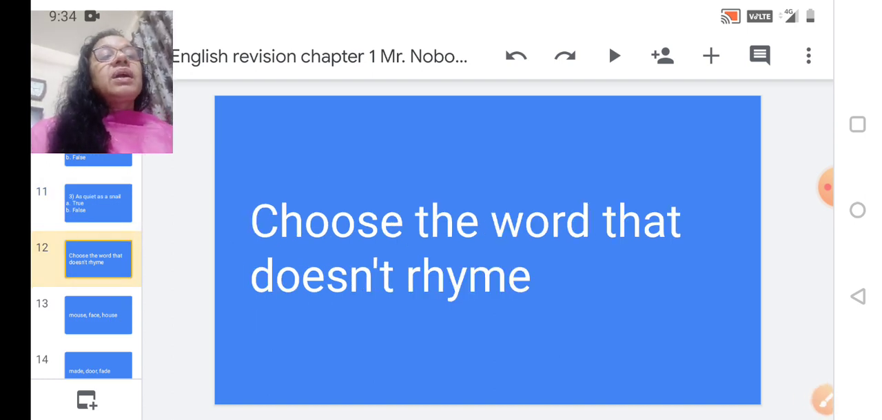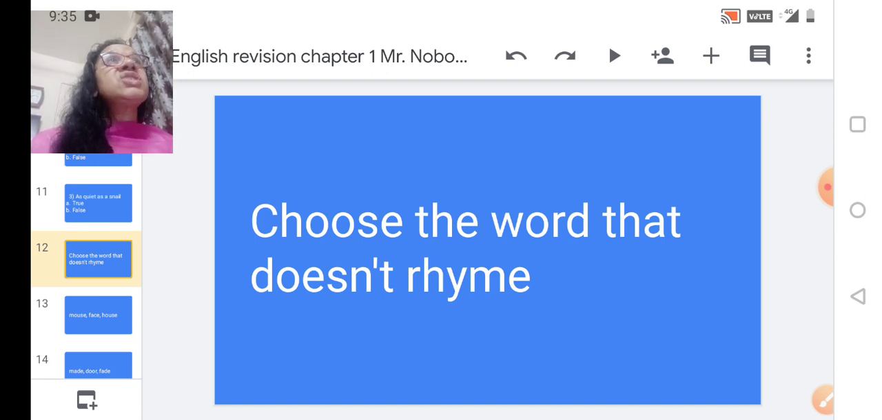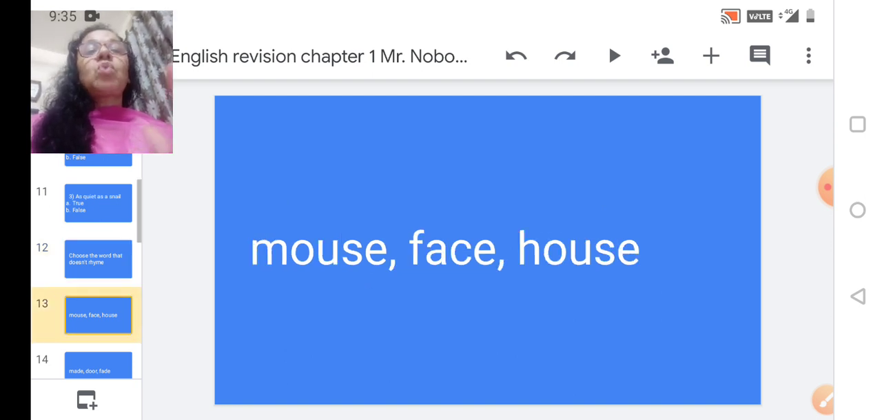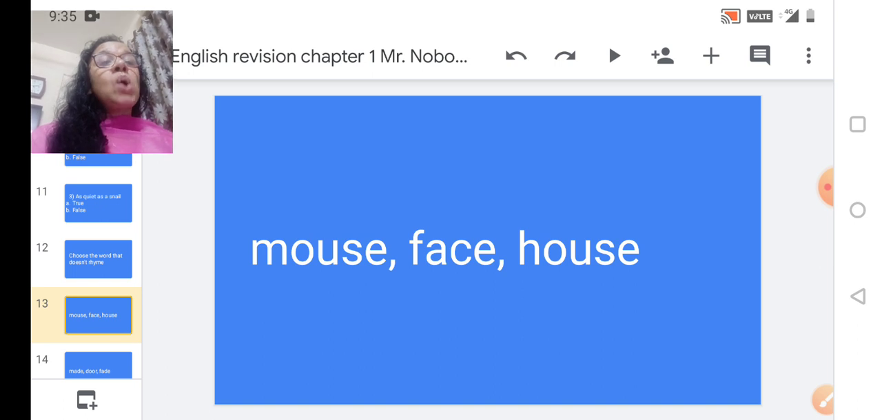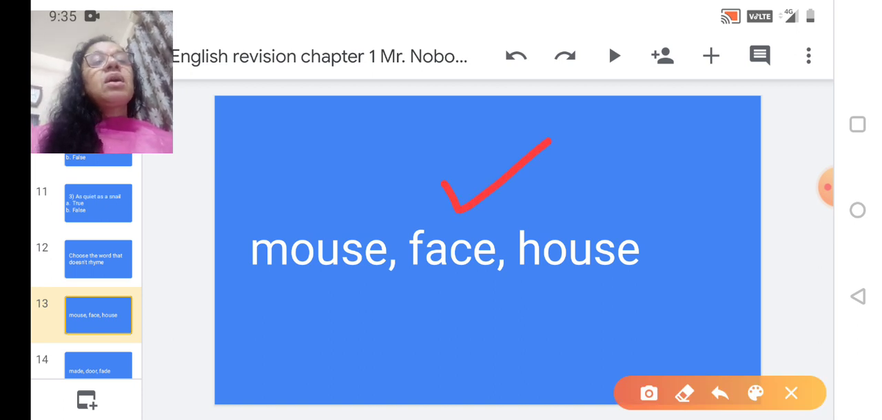Now here we come further. Choose the word that doesn't rhyme. If you remember, in that particular poem, there were certain lines where the words used to rhyme with each other. What we are supposed to do is choose the word which doesn't rhyme. Okay, now there are 3 words given: mouse, face and house. Mouse and house both rhyme with each other. So which is the word that is left out? You remember the question, you have to choose the word that doesn't rhyme. That is face. So you have to put a tick on face.